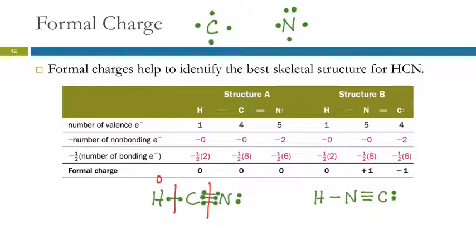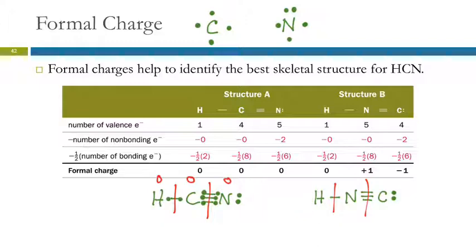Carbon had 4 valence electrons when it came into this business, and now when we're splitting up all these bonds, it's leaving with 1, 2, 3, 4. It also broke even. Nitrogen brought 5 valence electrons, and when it leaves, 1, 2, 3, 4, 5. 0, 0, 0. That's good. That's probably the right one. Let's look at this one.